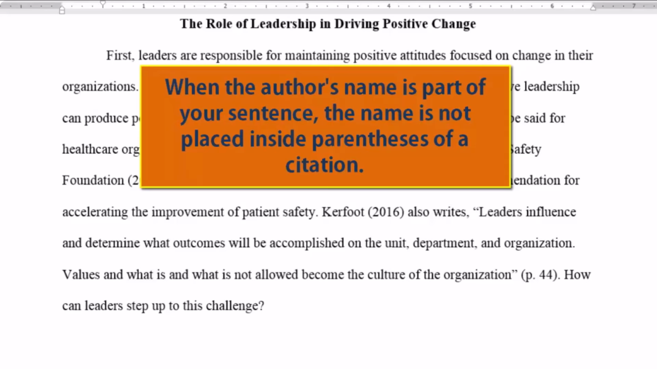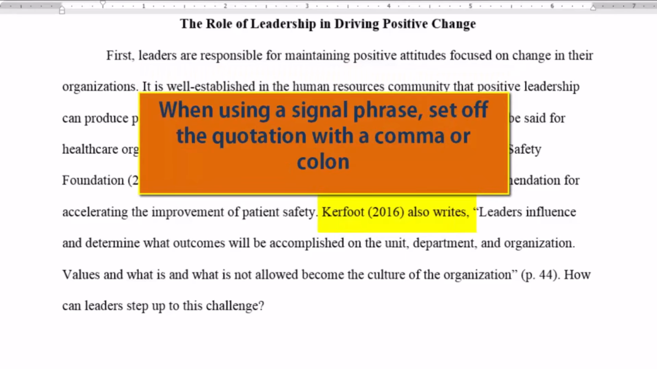We see this in Kerfoot, citation 2016, also writes. You see, Kerfoot is the subject of the verb writes. Kerfoot writes. So it does not go inside the parentheses. Second point, when using a signal phrase like Kerfoot writes, set off a quotation with a comma or a colon. That's why the word writes has a comma after it, to set off or introduce the quote.